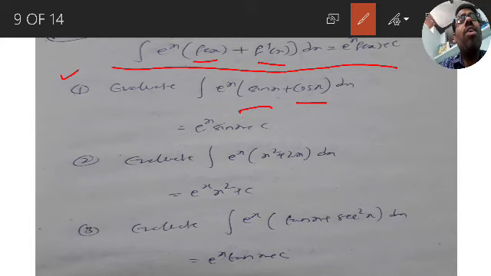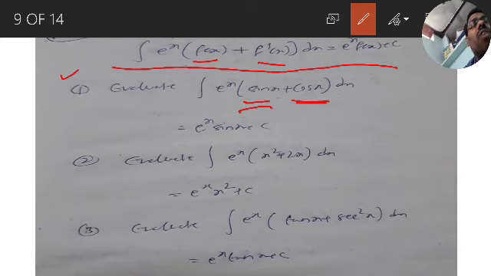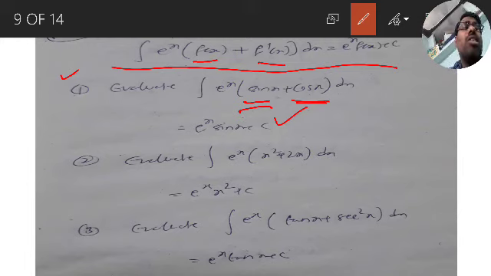So the integration of e^x [f(x) + f'(x)] dx is e^x f(x). Here f(x) is sin x and its derivative is cos x. So the answer is e^x sin x + c, that is, e^x into the function, plus c.